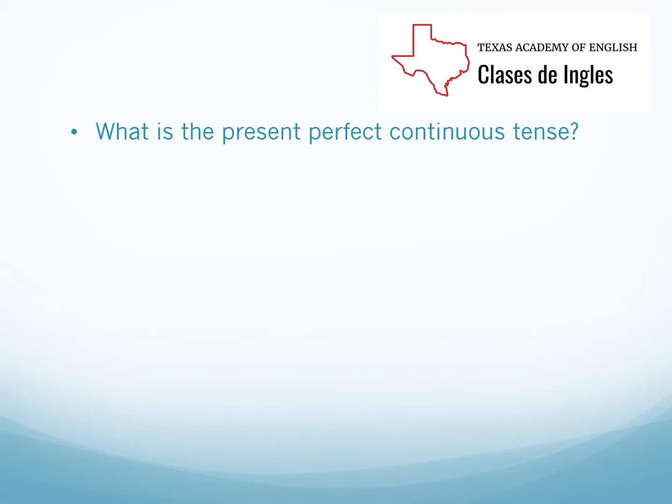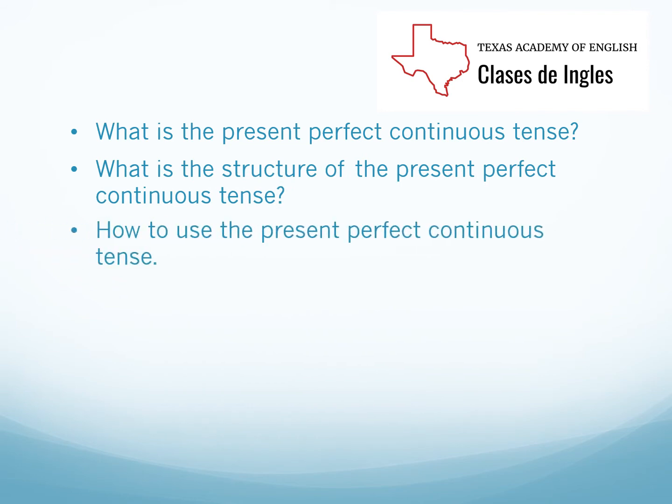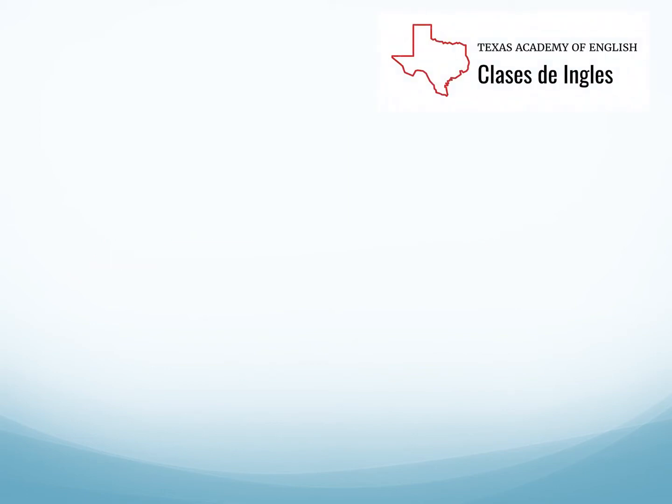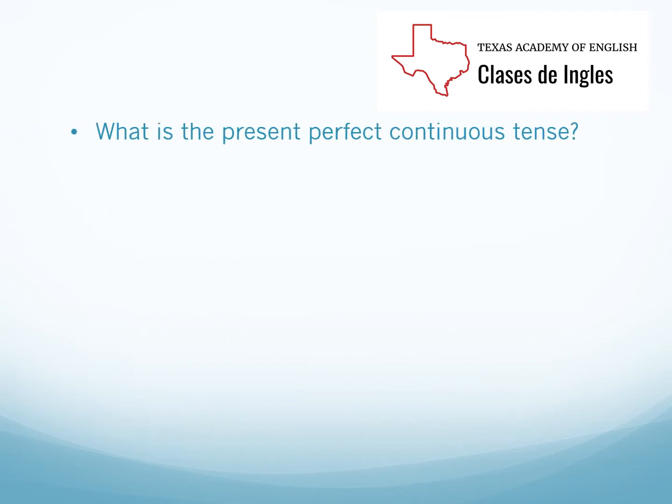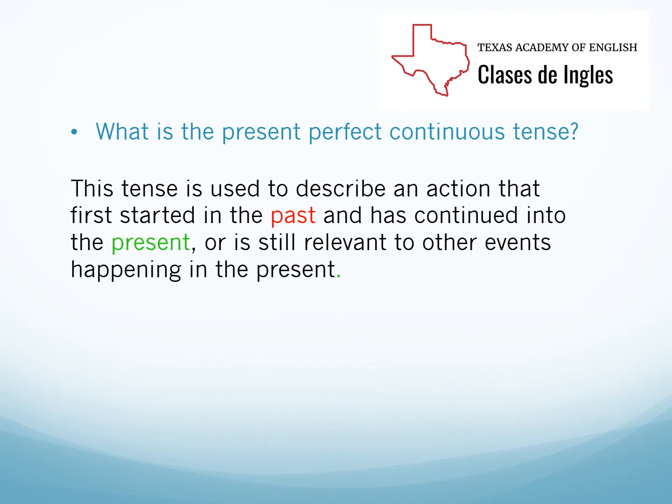So what we will see is, what is the present perfect continuous tense? What is the structure of the present perfect continuous tense? And how to use the present perfect continuous tense. So to the first question, what is the present perfect continuous tense? This tense is used to describe an action that first started in the past and has continued into the present, or is still relevant to the other events happening in the present.